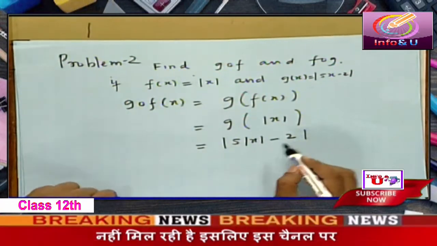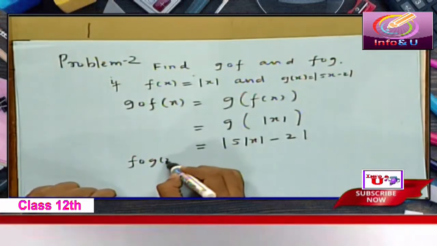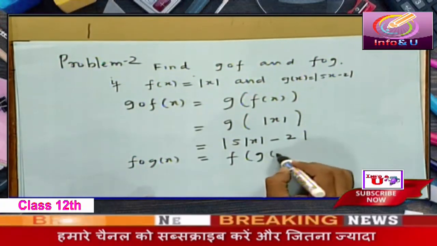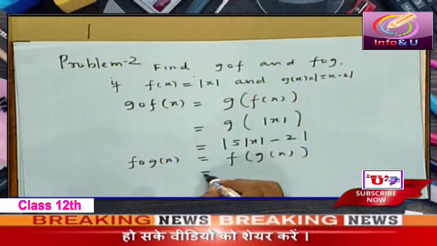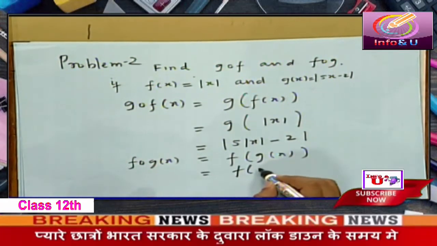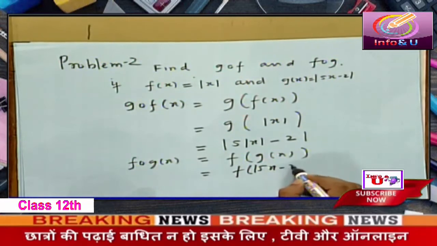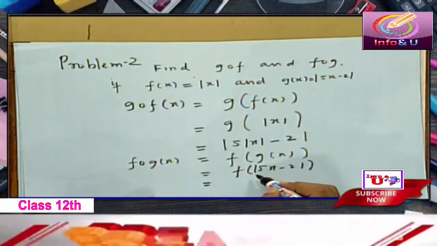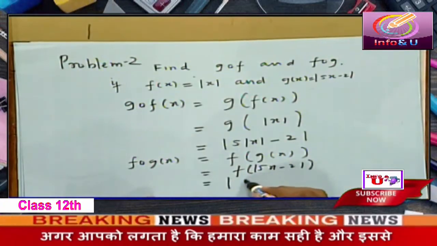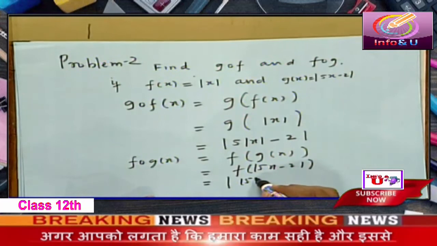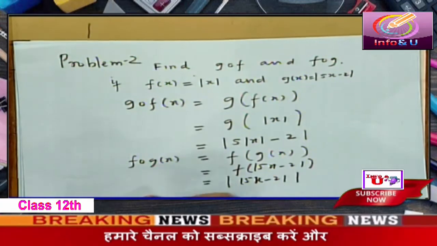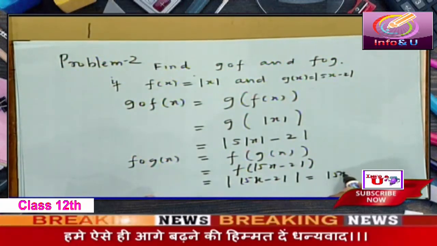Now we try to find f o g. f o g of x is simply f of g of x. g of x is simply mod 5x minus 2. And then f of x is mod of whatever is input. So it becomes mod of the input, 5x minus 2 in mod, again the whole thing in mod. That comes to simply mod 5x minus 2.